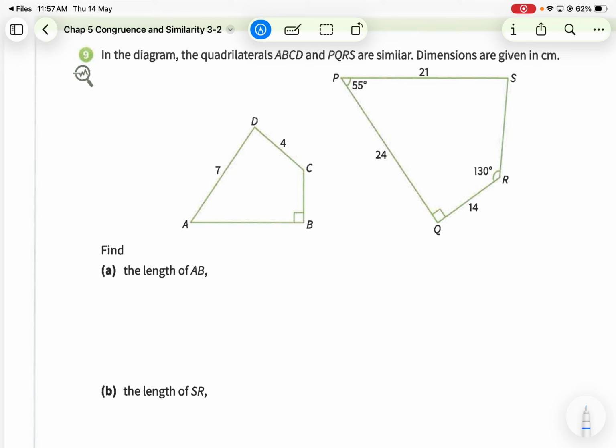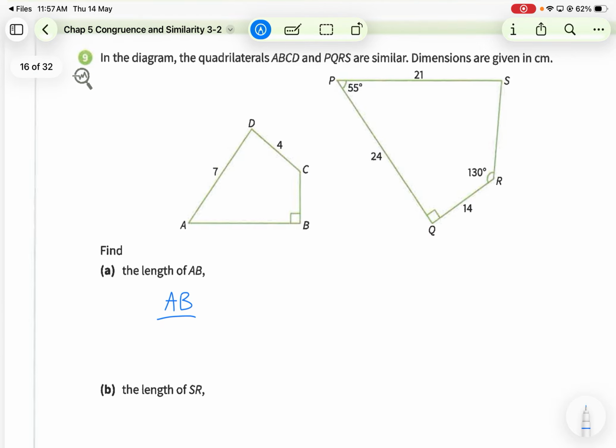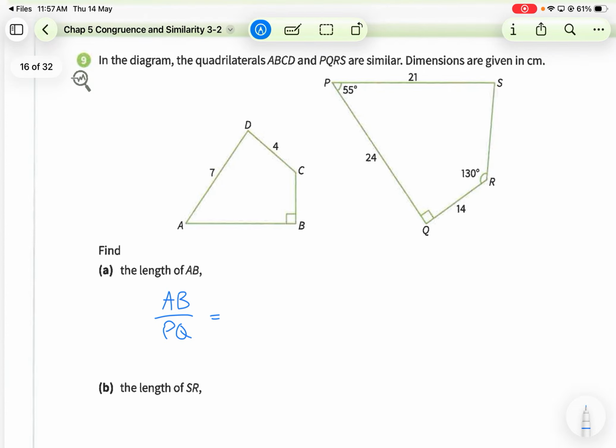Okay, then the pair that can give me the scale factor is AD with PS. So if I want to find AB, I put AB small one over big one. The known pair is small one over big one.